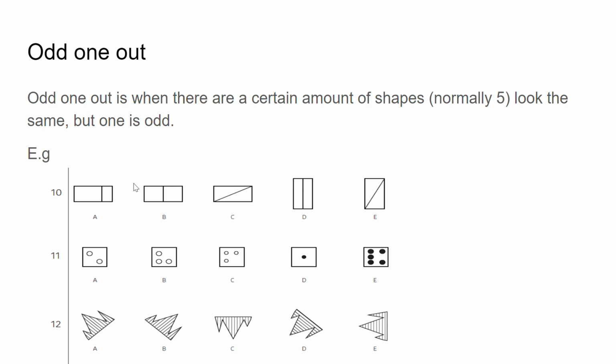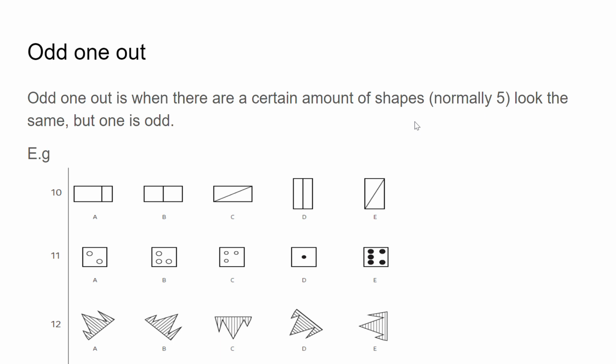Let me explain them. So question 10. How to find an odd one out? You need to find a common group. So if you look at A, B, C, D, and E, we cannot say that diagonal is the odd one out because there are 2 diagonals. We can't say that rectilinear shapes like rectangles are the odd one out because all of them are rectangles.